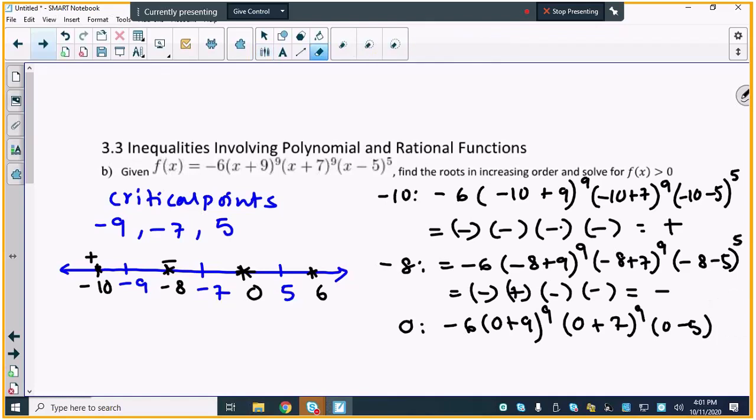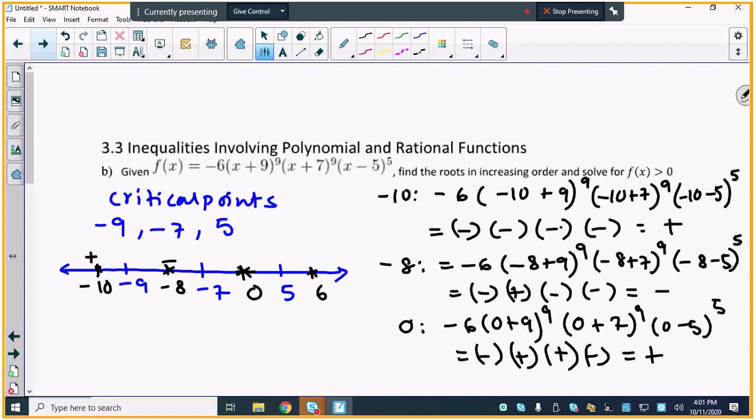So the first one is still negative because it's just negative 6. So I get negative. Then I get 9 to the power 9, so positive. I get 7 to the power 9, positive. And I get negative 5 to the power 5, so negative. So I have 2 negatives, 2 positives. Product is positive. Finally, we will do it with the testing point of 6.